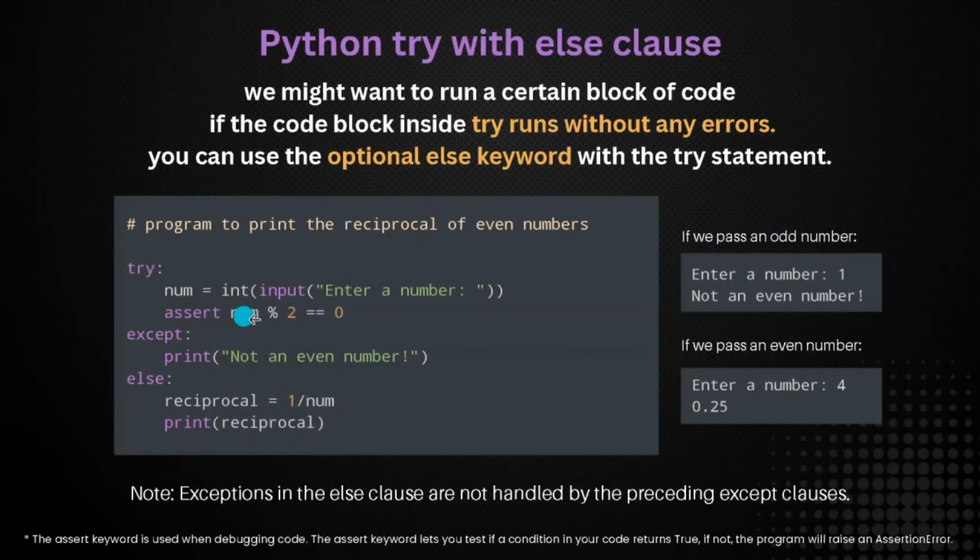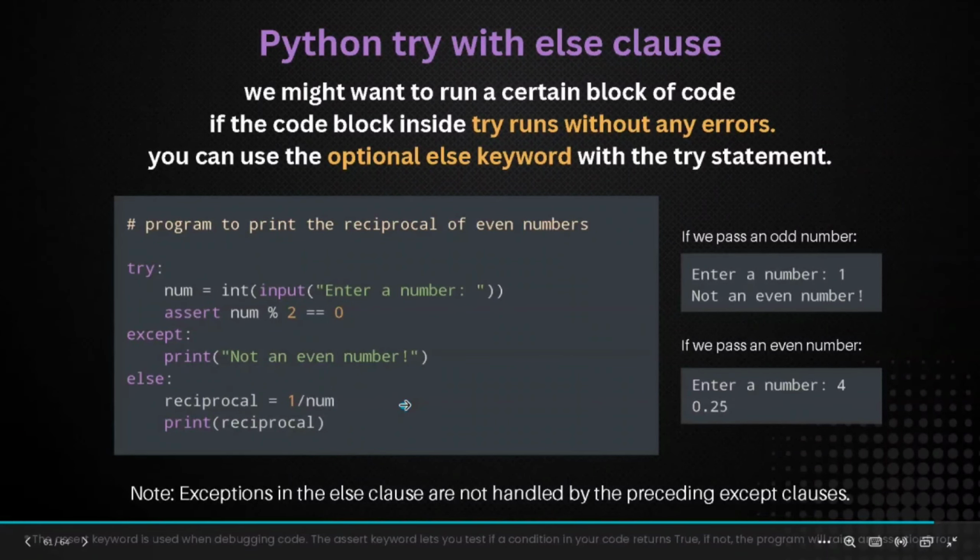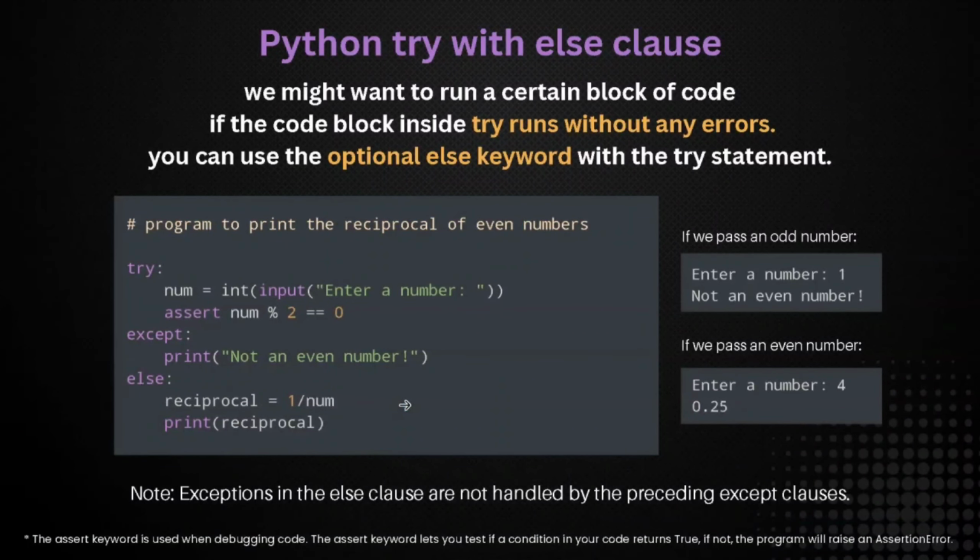But if this assert condition returns false, an assertion error is created and the except block is executed which returns not an even number. For example, if we pass an odd number, for example 1, assert will return false, therefore the except block will be executed which returns not an even number. But if we pass an even number, for example 4, the assert condition is true, therefore the else block will get executed and the reciprocal of 4, which is 0.25, will be returned as the output. So that's an example of a try with else clause.